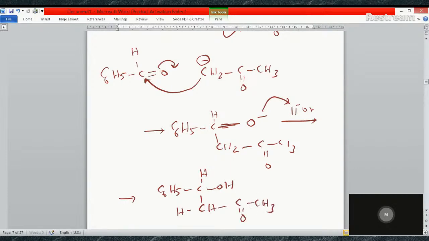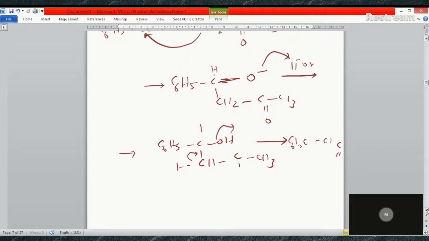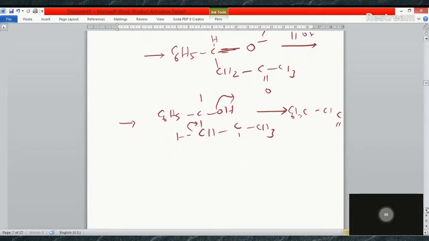Now this on dehydration, the H is removed and OH is leaving, and the product is written as follows: C6H5 CH double bond CH C double bond O CH3. I can write that product here. It's the product made: C6H5 CH double bond CH C double bond O CH3.